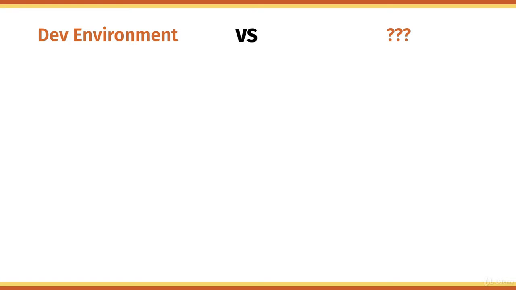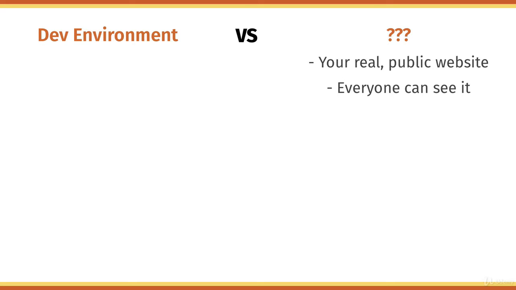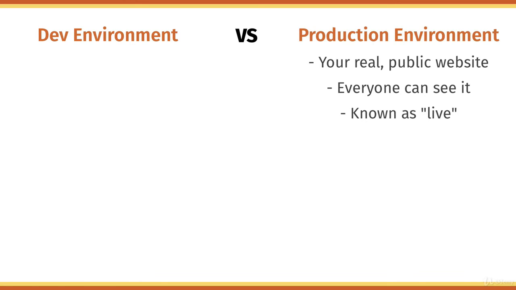The opposite of a dev environment is your real website that the entire world can see. So in the past, you might have purchased a domain name, like your own .com or .org, and you might have also purchased a web hosting plan and used WordPress to create a website. In the industry, we refer to that real website that the entire world can see as your live environment or your production environment.